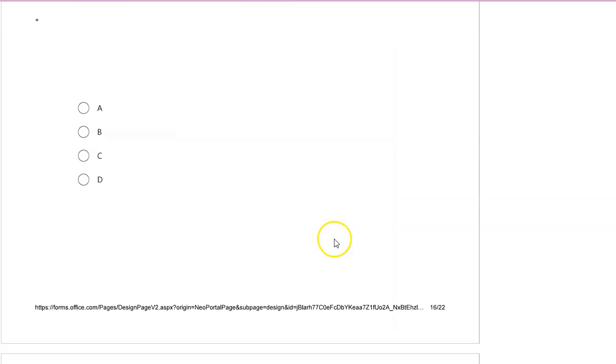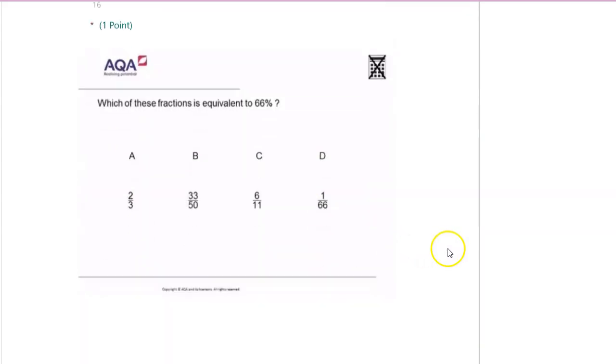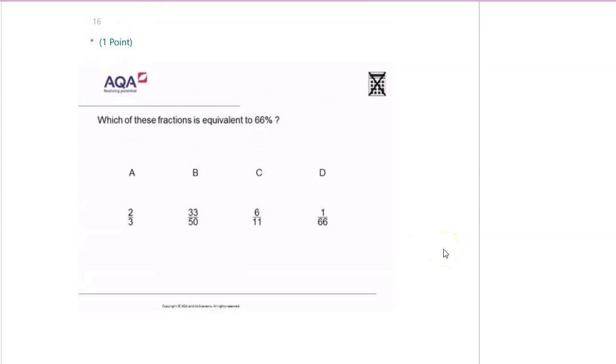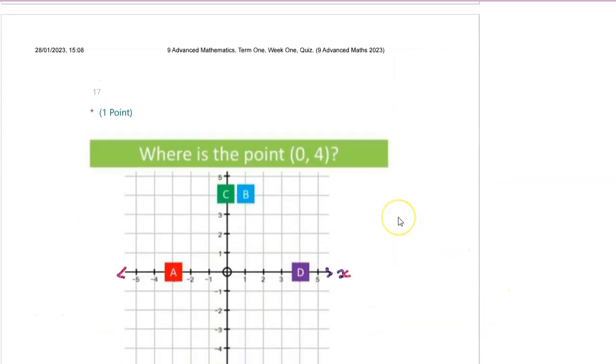Moving on to the next question. Question 16. Which of these fractions is equivalent to 66%? Well, we just talked about percent meaning out of 100. So if I want to write something that's a percentage as a fraction this time instead of a decimal, I write it as 66 divided by 100. Now all I have to do is simplify that fraction. They're both even numbers. 2 goes into 66 33 times. 2 goes into 100 50 times. Oh, now I've got 33 and 50. They're not sharing any more common factors, but that is one of my answers. So 33 over 50, answer B is what we're looking for.